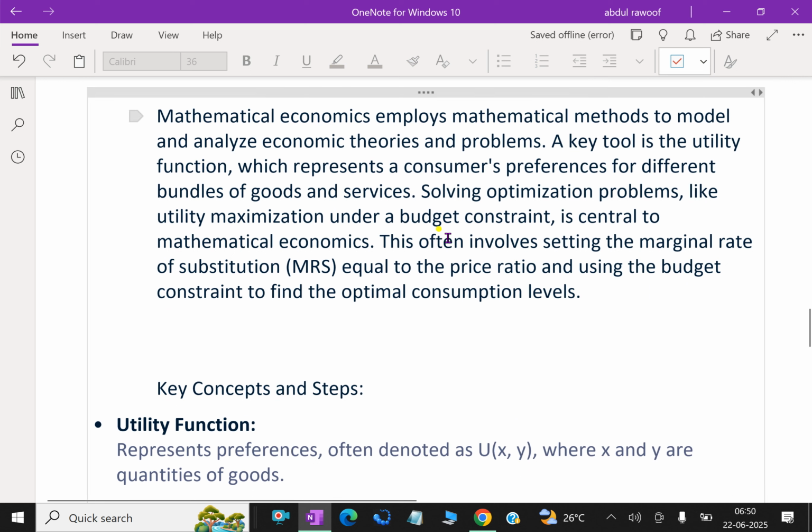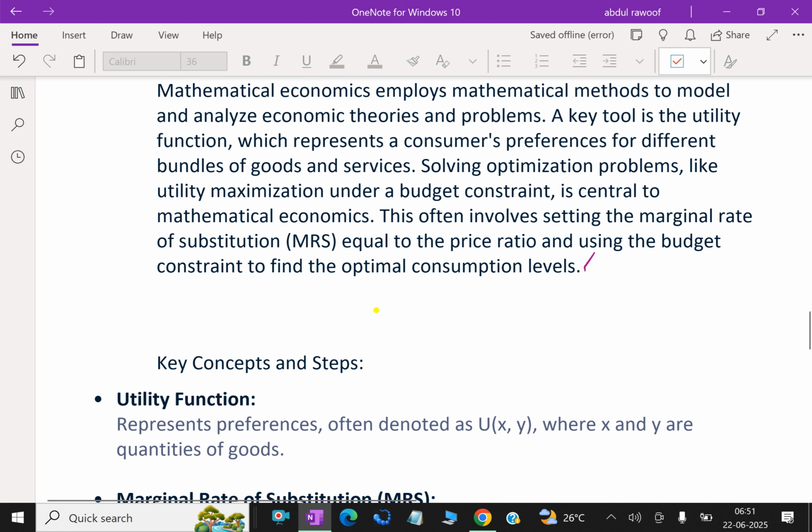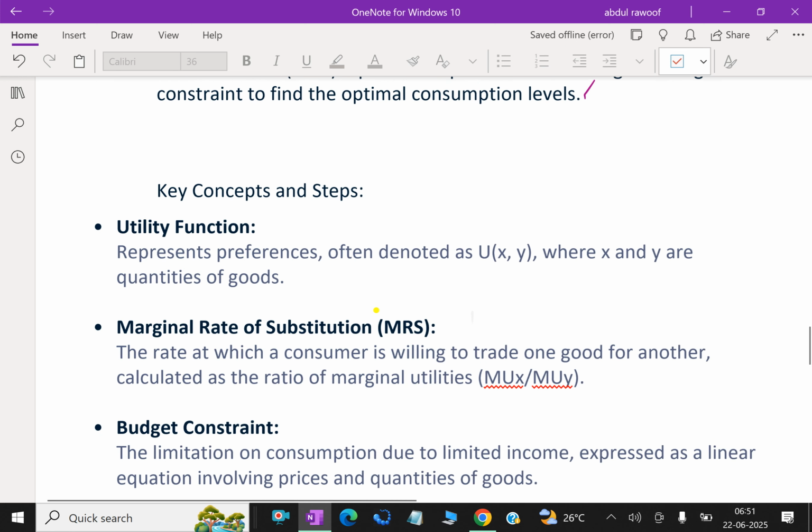Mathematical economics employs mathematical methods to model and analyze economic theories and problems. A key tool is the utility function, which represents a consumer's preferences for different bundles of goods and services. Solving optimization problems like utility maximization under a budget constraint is central to mathematical economics. This often involves setting the marginal rate of substitution, that is MRS, equal to the price ratio and using the budget constraint to find the optimal consumption level. Now we can understand this concept as we continue.